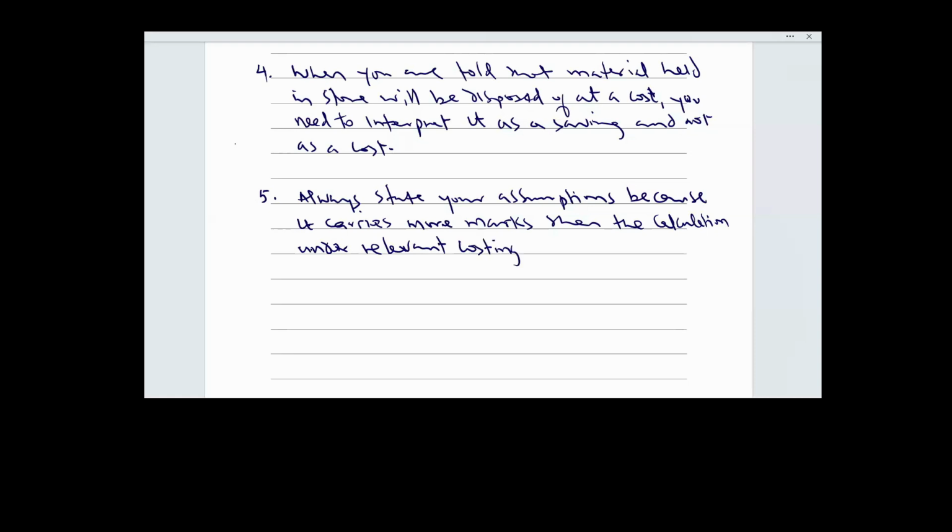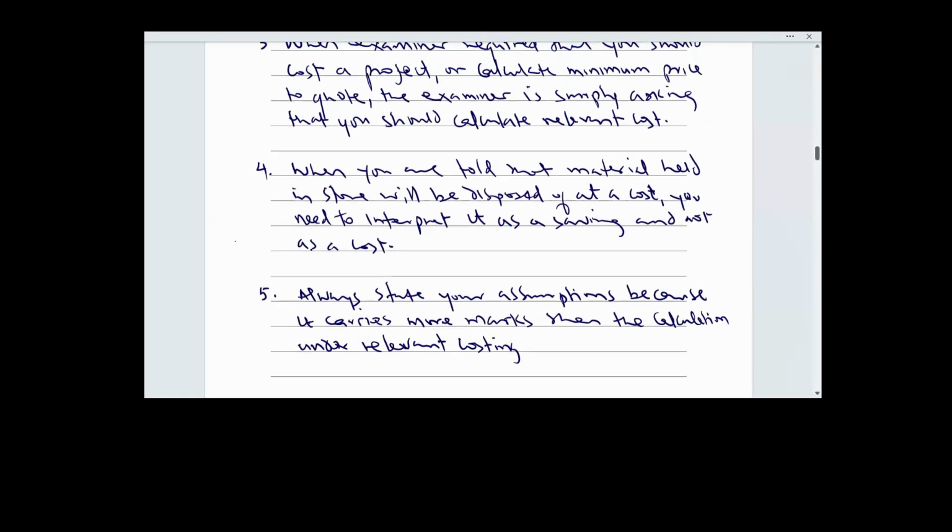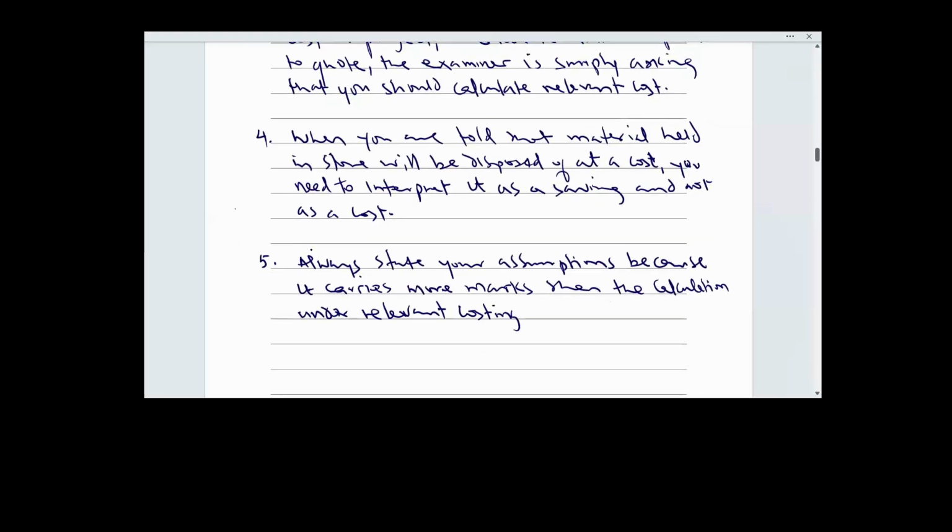So these are the 5 key points you need to take into consideration when you are solving questions under relevant costing. This number 5 in particular is very important. Students usually get carried away when they are solving questions under relevant costing. They just do their calculation, they calculate relevant cost, and they disappear. Boom. They forgot to state their assumptions.